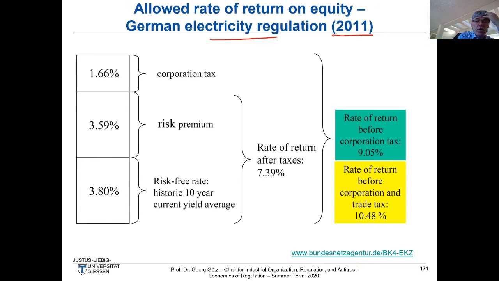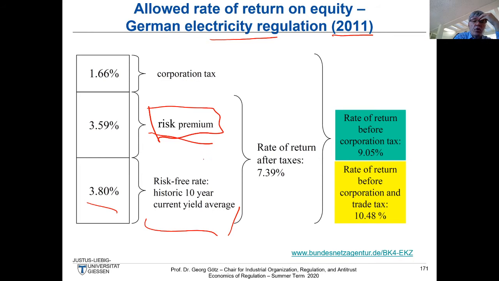And here is how this is determined. First of all, that was determined in 2011. They determined the risk-free rate of return. This is typically some Bund bonds, some bonds of the federal government. It was rather high at that time. And then you have the important point, which is determined by the beta. This is the so-called risk premium. It was determined at 3.59.